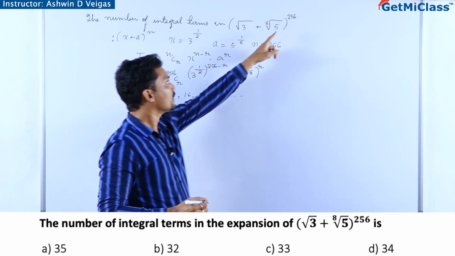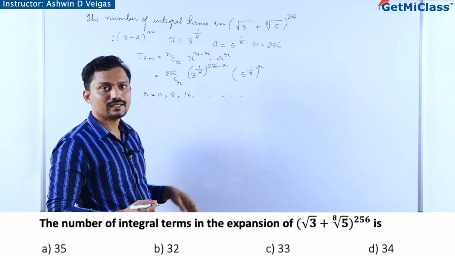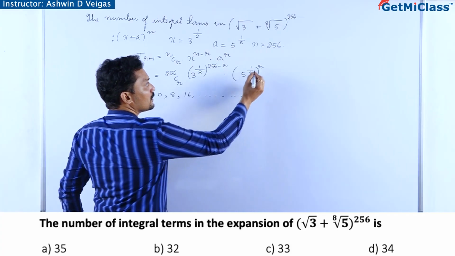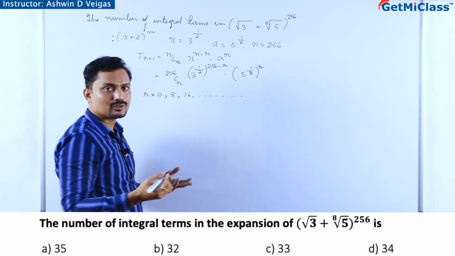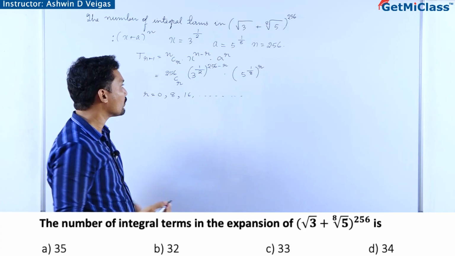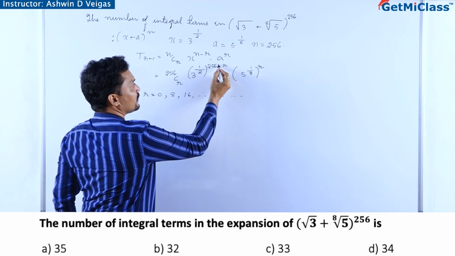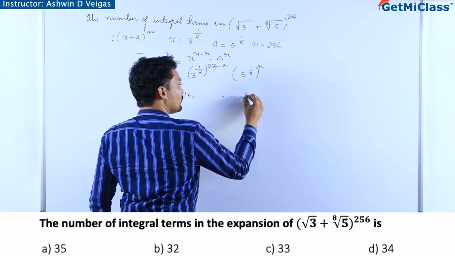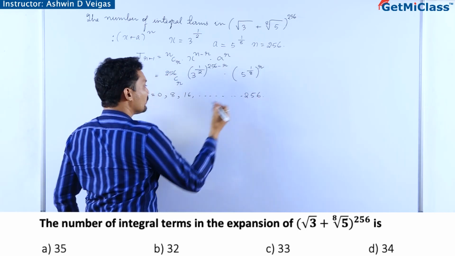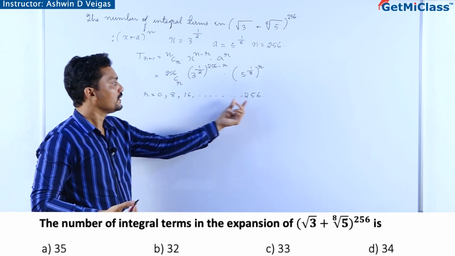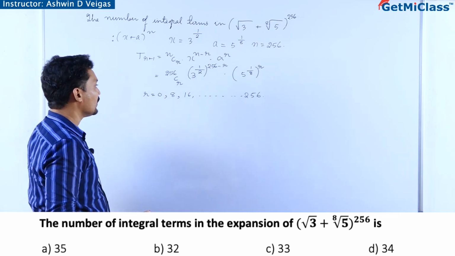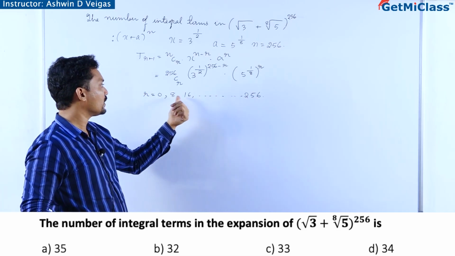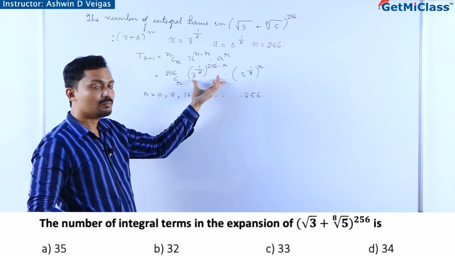Now, we will just see whether for 256 this becomes an integer. If not, we have to search for the nearest one which is less than 256. Now, you know 8 goes into 256, so it will become an integer. 256 minus 256 is 0, so 3^0 is 1, which is an integer. Therefore, 256 is included. In fact, 256 is a multiple of 8. Corresponding to 0, 8, 16 up to 256, these terms will become integers.